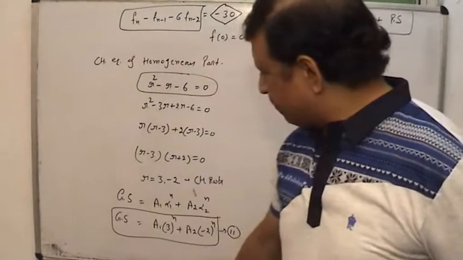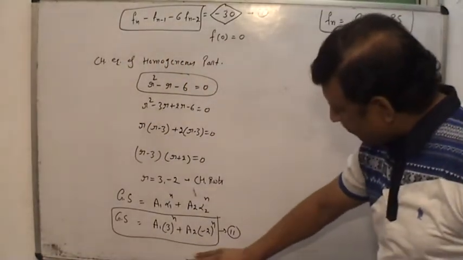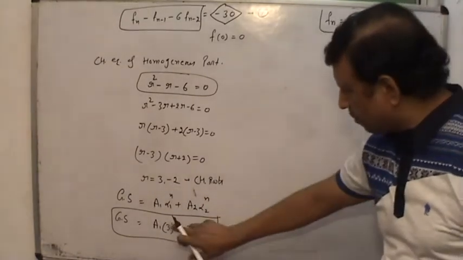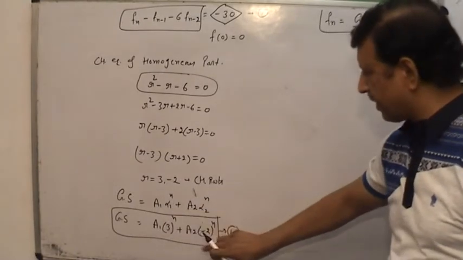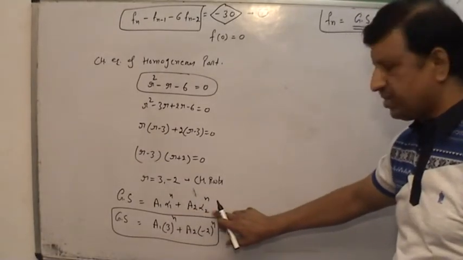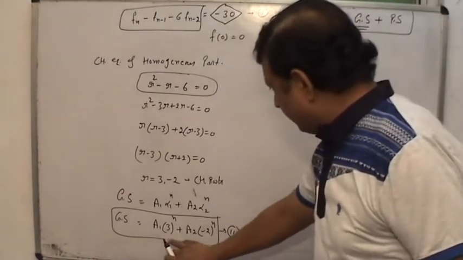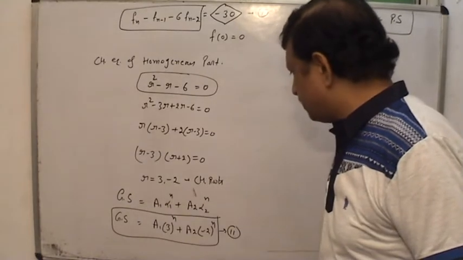It is the same as we discussed in the previous topic. Both roots are different. So the general solution is a1 into first root raised to the power n plus a2 second root raised to the power n. Then here alpha 1 is the first root and alpha 2 is the second root.